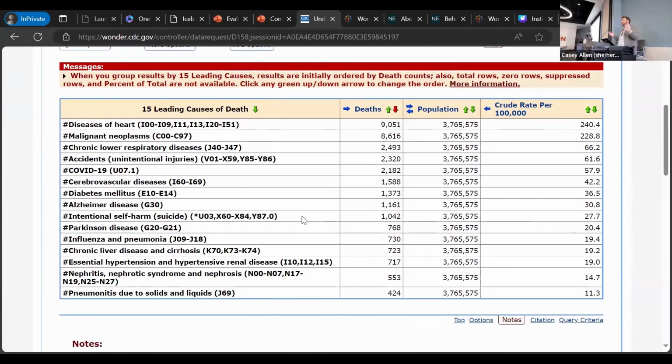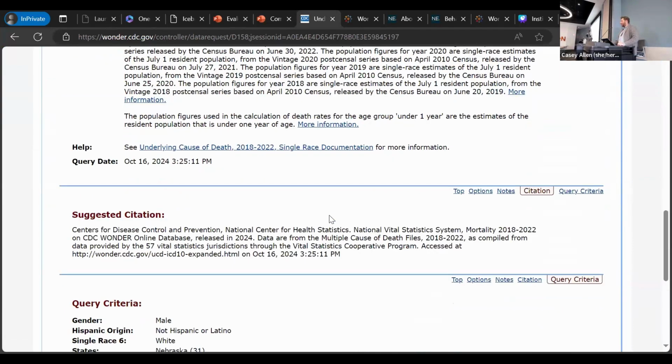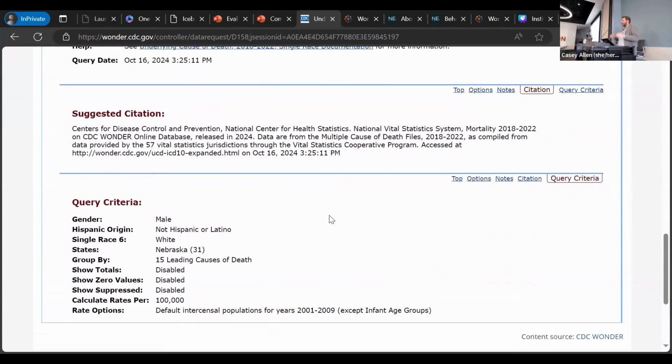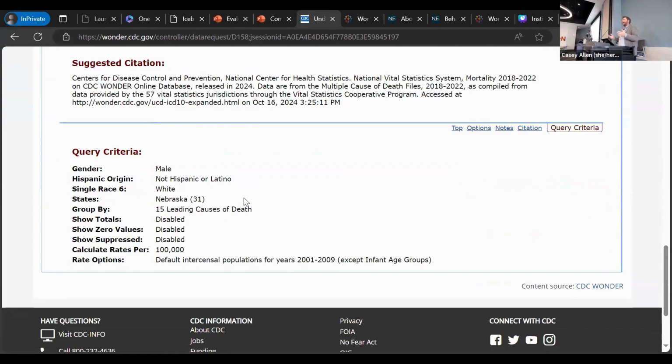Now, we're not seeing anything starkly different here, but just wanted to show you how to use the slicers. And if you come down here to the bottom of the page, you can see the suggested citation. So if you were to incorporate this data into a paper or a grant, you could pull the citation from here. And then you also see the query criteria. So you can validate what it is that you're pulling. So we're looking at male, white non-Hispanics in Nebraska, looking at the 15 leading causes of death.